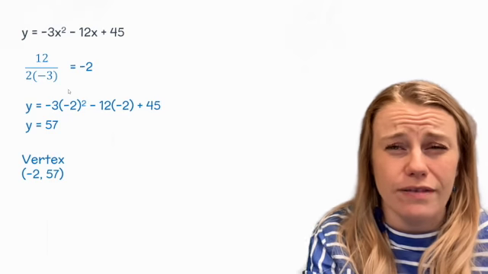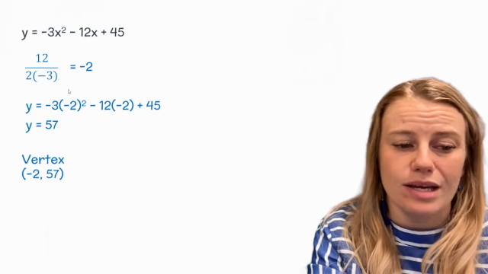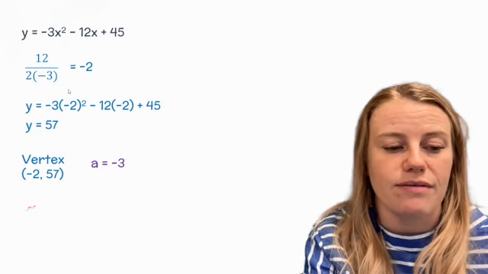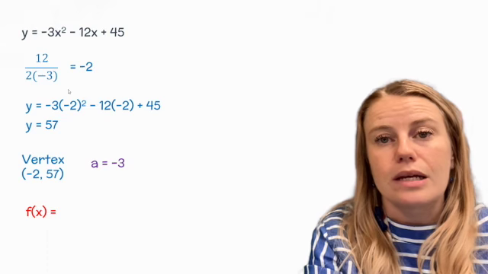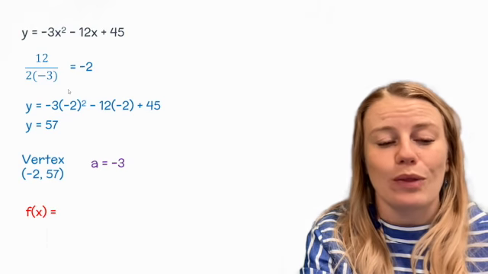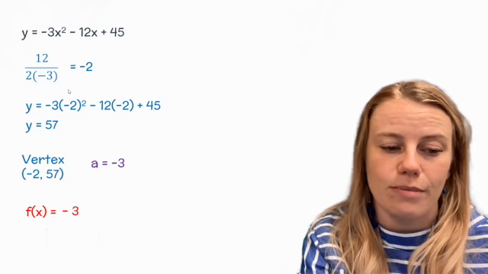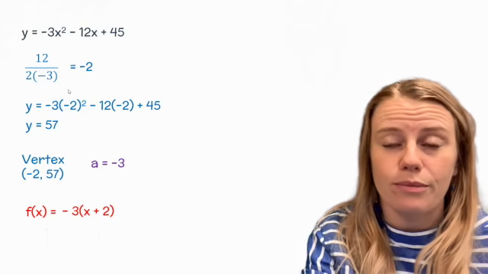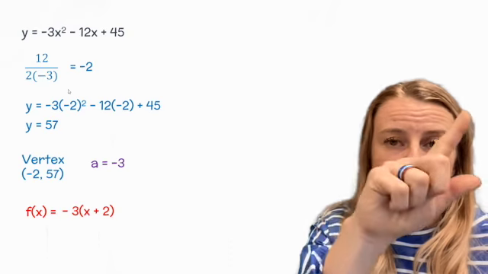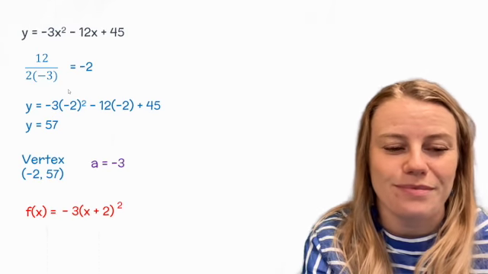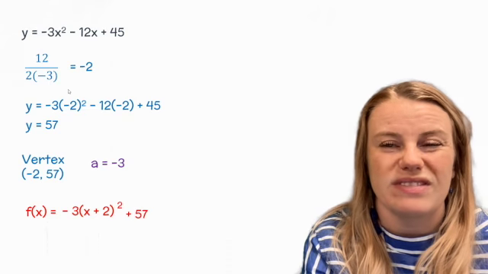A is the number in front of the x squared, so it's negative 3. Now we know everything we need to know, and we can plug it in. F of x equals, we have an a number this time, so negative 3, and then open parentheses, plus 2. Remember, do the opposite, so it's negative 2. Change it to positive 2, squared, plus 57.